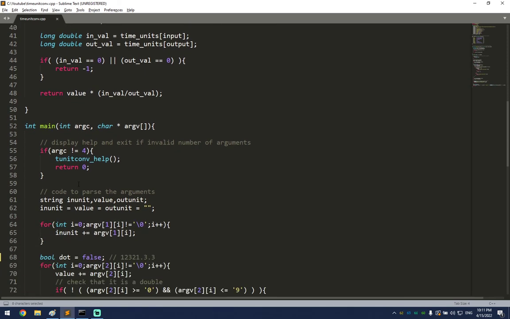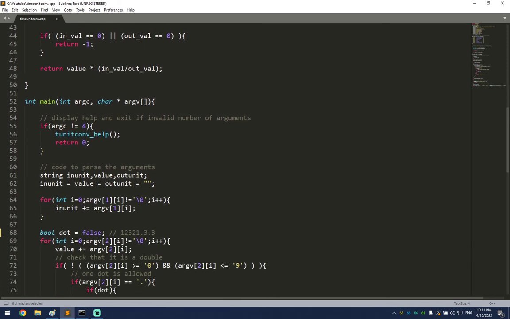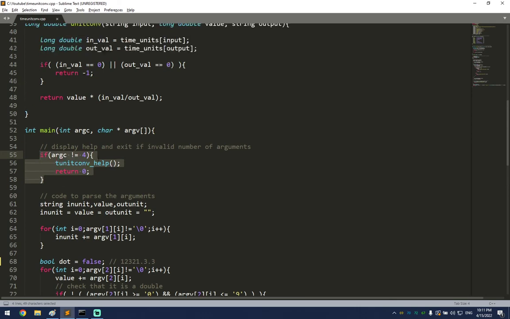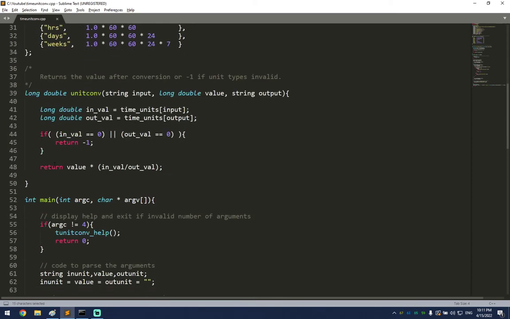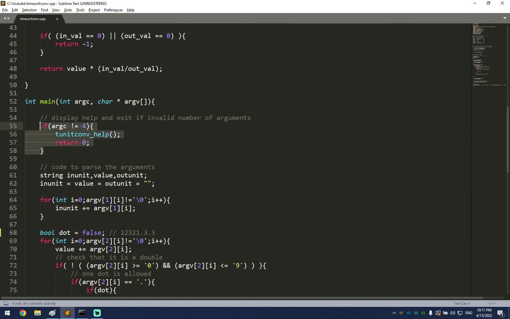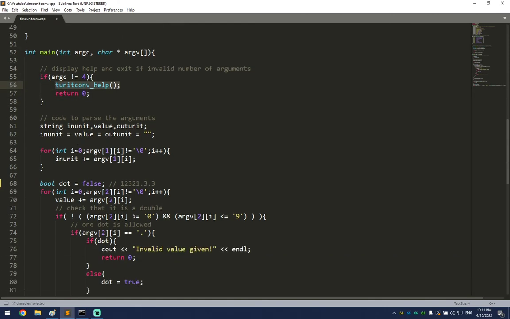So let's look into the main function, which is essentially just to read the arguments from the user. So if the user doesn't give a qualified number of arguments, which is 4, so we have the name of the program, the input time unit, the value, and the output time unit. So this is 4 arguments essentially. So I'm just checking this. Otherwise, I'm printing help in the case that he does not input the correct amount of arguments.